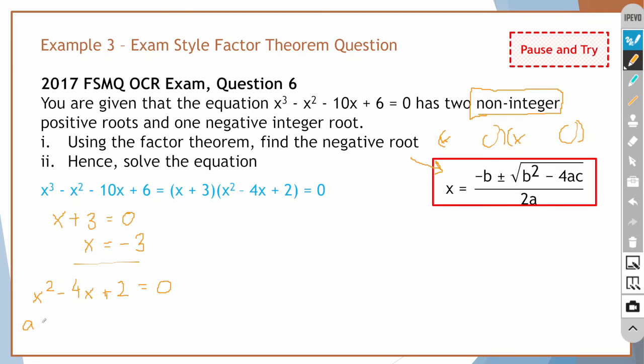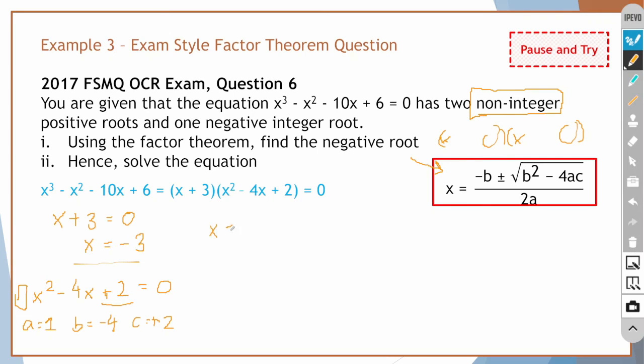So a is going to be 1, because there's always a 1 in front of this x squared term. Our b is going to be negative 4. And our c is going to be this constant term here, which is plus 2. So now that we've got these values, we can go ahead and substitute into the quadratic formula.